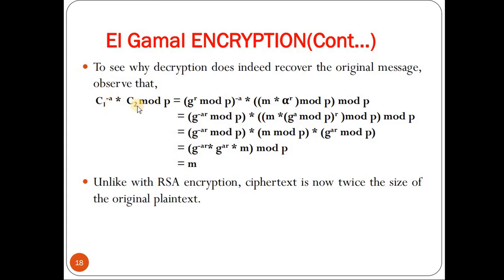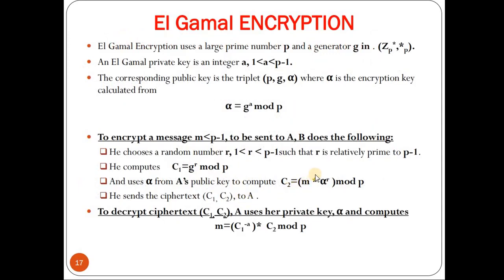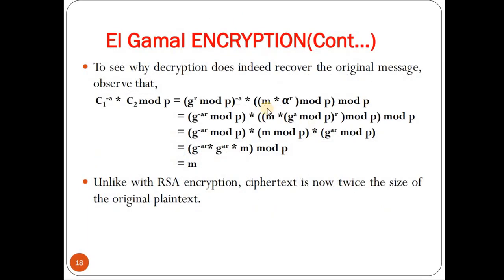Now what is C2? C2 is nothing but m into alpha to the power r mod p. Now that is substituted here. Then whole mod p is there. So g to the power r mod p to the power minus a can be written as g to the power minus ar mod p. Again, coming to what is alpha? Alpha is nothing but g to the power a mod p, whole to the power r. Now this can be written as g to the power ar mod p. So that is written here.